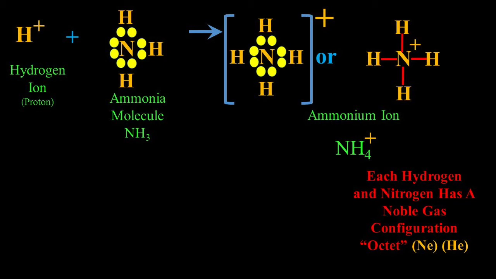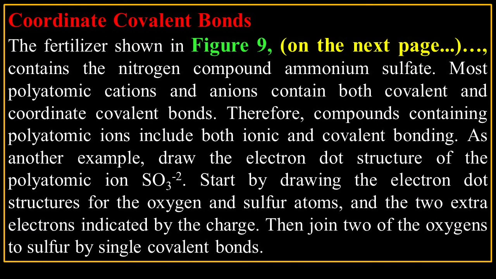Notice it said that the atoms respond as a unit. Each hydrogen and nitrogen has a noble gas configuration or an octet, be it neon for the nitrogen or helium for the hydrogen. So that is the ammonium polyatomic ion with a +1 charge, NH4, and then it's a plus charge. The fertilizer shown in figure 9 on the next page contains the nitrogen compound ammonium sulfate.